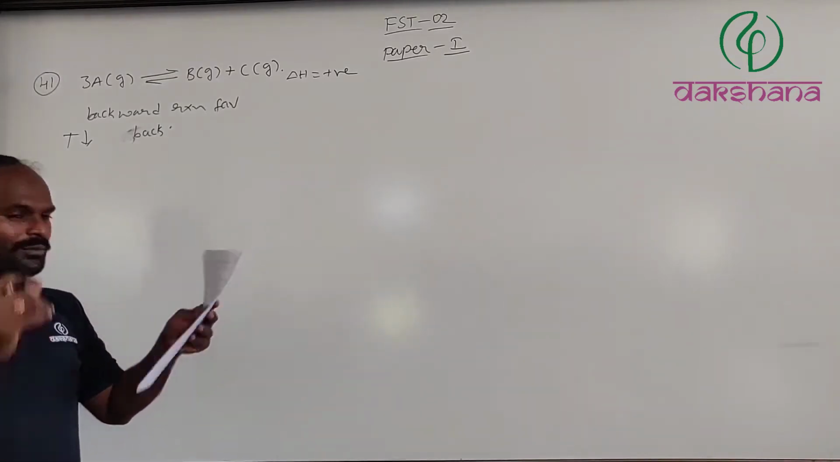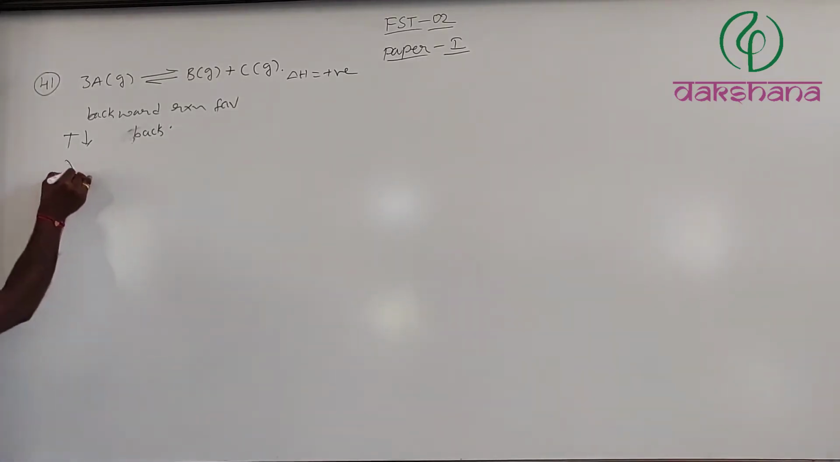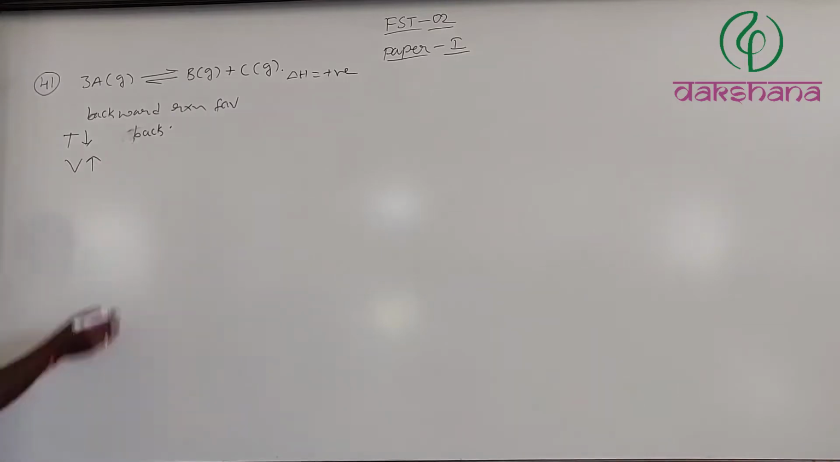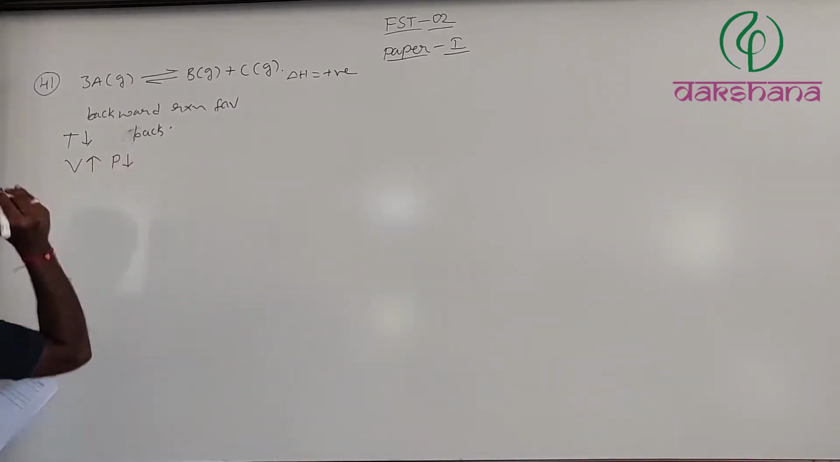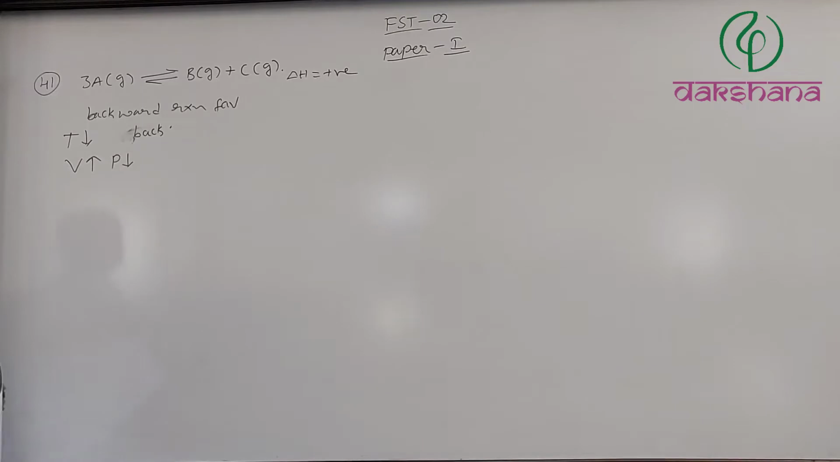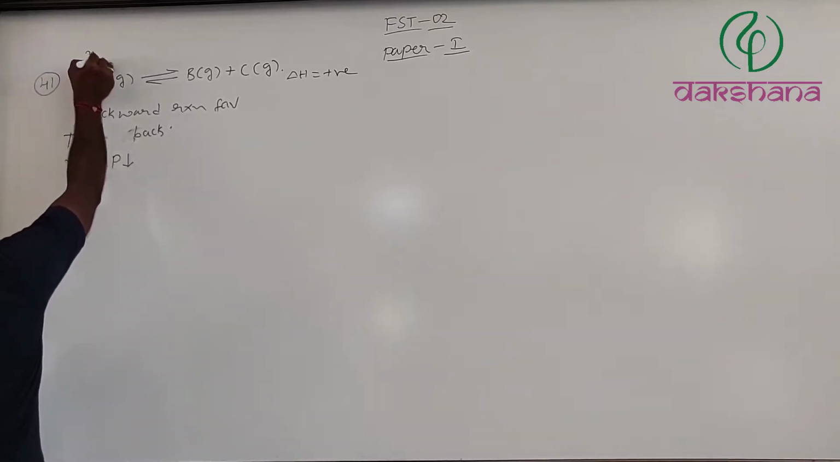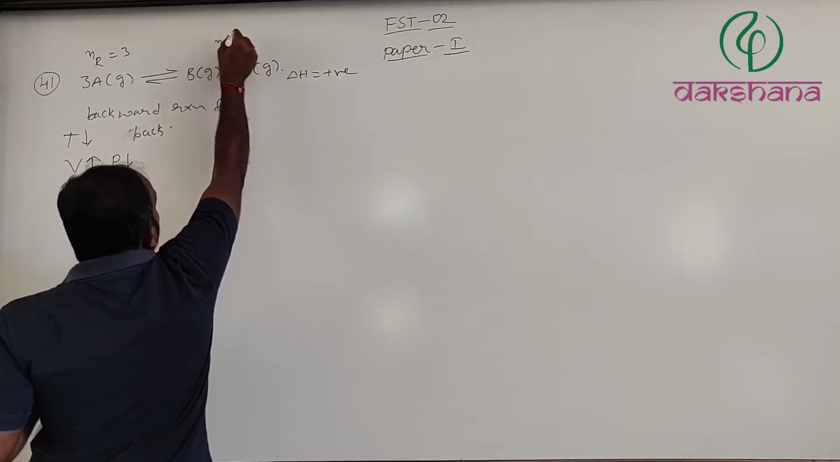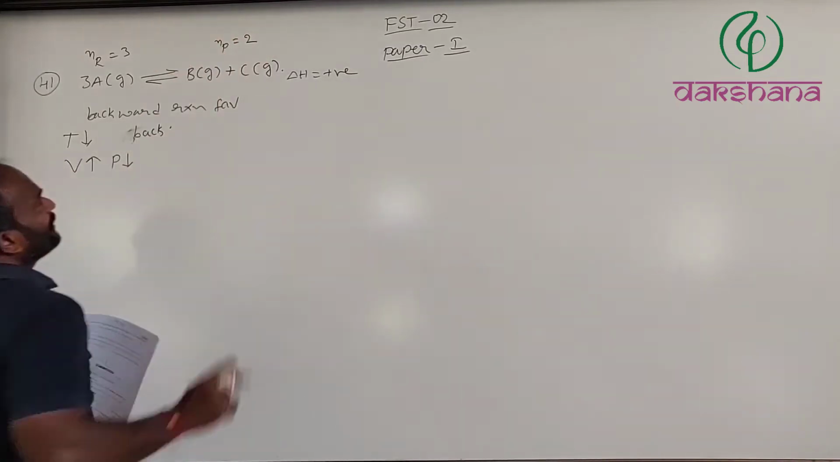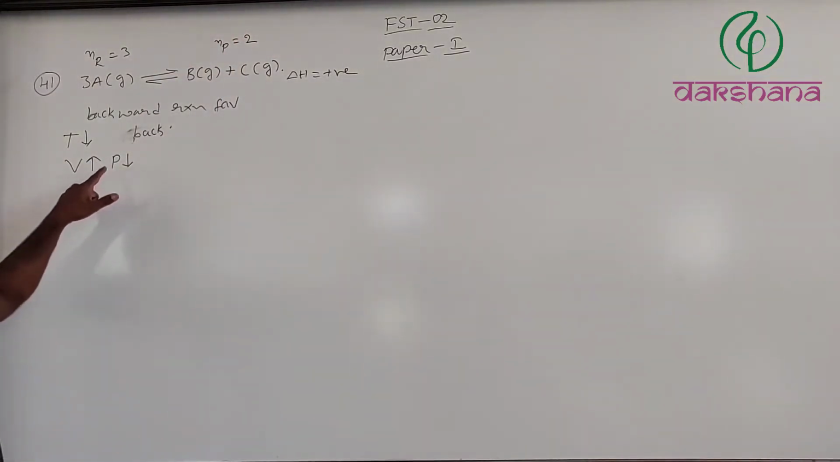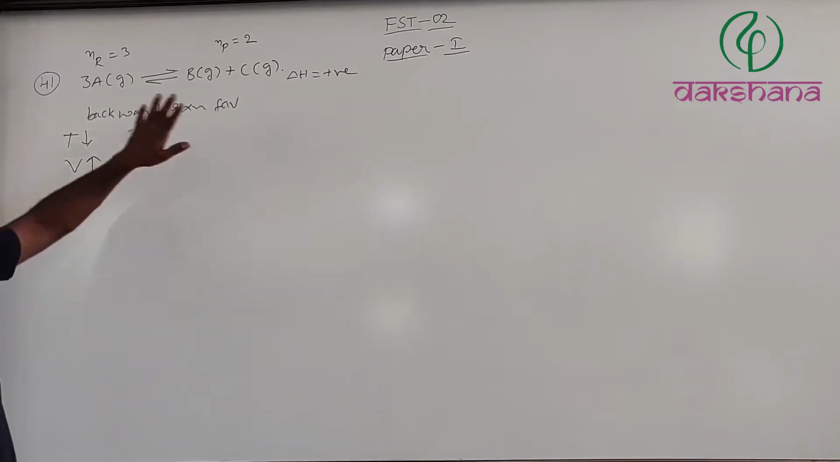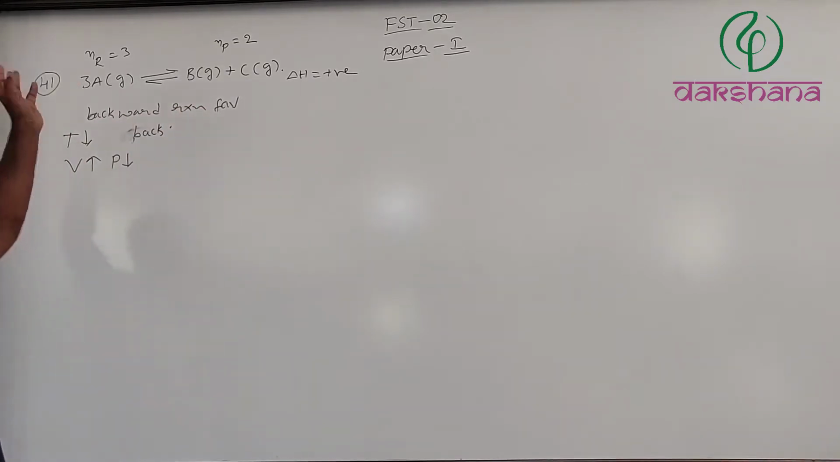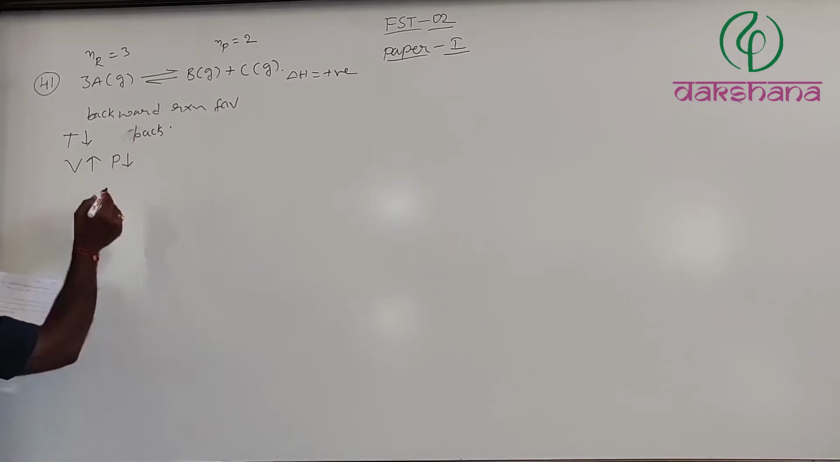Next, increase in the volume of the container. Volume increases, which means pressure will decrease. As the pressure decreases, equilibrium is always shifted towards the side with more number of moles. Here the number of moles of gaseous reactants is 3 and the number of moles of products is 2. Therefore, as the pressure decreases, equilibrium will be shifted towards more moles, that is the backward direction. Therefore, that is also true.